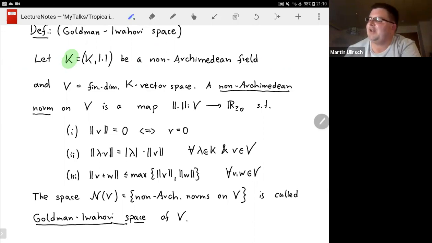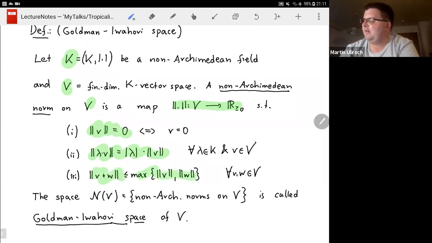Anyway, so we have this non-Archimedean field and V some finite dimensional K vector space. Then I want to define what a non-Archimedean norm on this vector space is. That is just a map from the vector space to the non-negative real numbers that is positive definite. That means only zero will be sent to zero, and that's it. It has to be linear with respect to scalar multiplication, like what is written here. And it has to fulfill a strong version of the triangle inequality, the non-Archimedean triangle inequality. And that's really the definition.